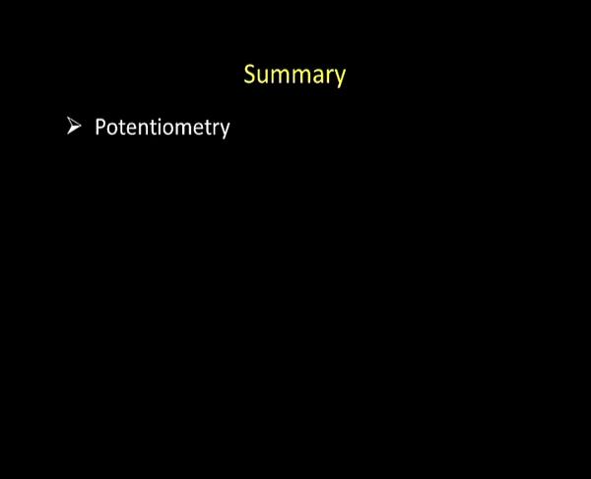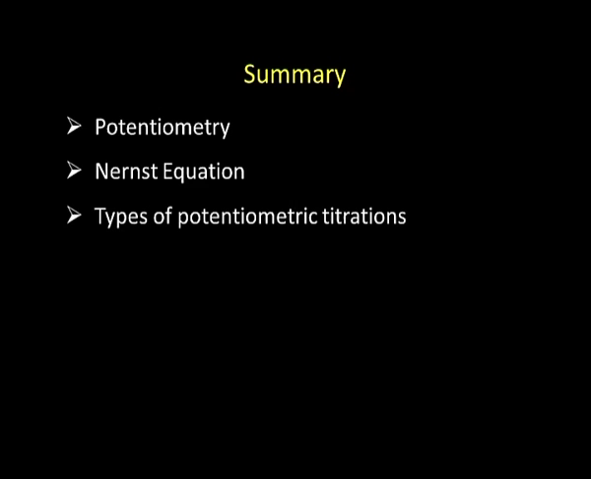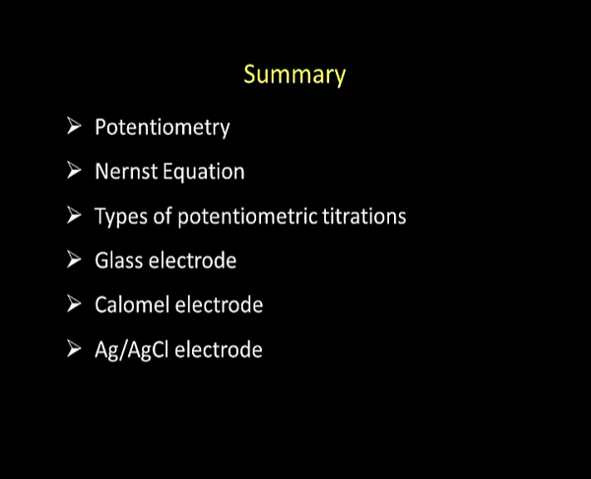To summarize, in this lecture we have talked about potentiometry, Nernst equation, types of potentiometric titrations, glass electrode, calomel electrode, silver chloride electrode, advantages of potentiometry, and we have also discussed various types of potentiometric titrations.